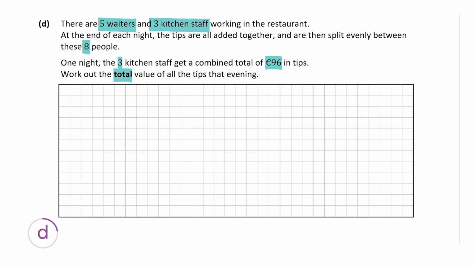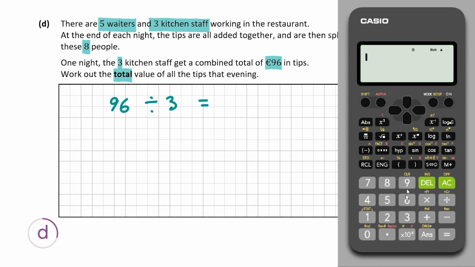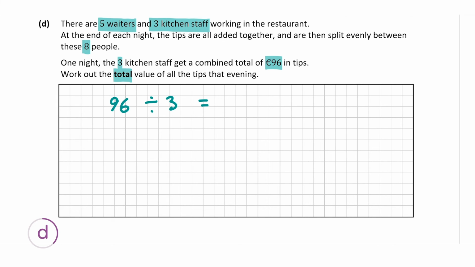So 3 people got 96 between them. So I'm going to divide 96 by 3. Okay, and I should get 32. I'm just going to double check here. So 96 divided by 3 is 32. So each person in the kitchen, the 3 kitchen staff, get €32 each. But the tips are split evenly, so the 5 waiters will also get 32. So I'm going to multiply this by 8 to find the total tips that people got.